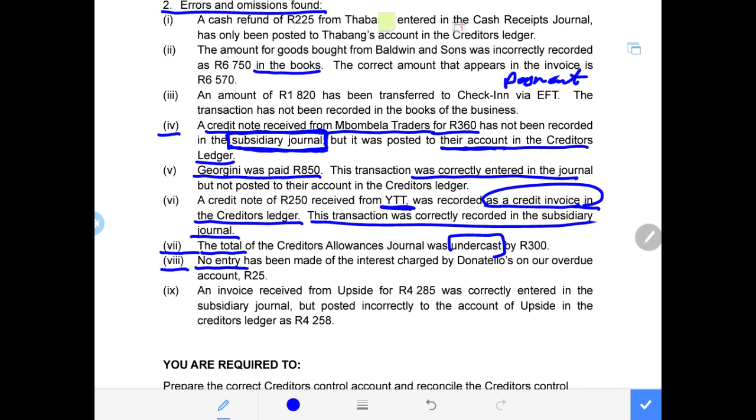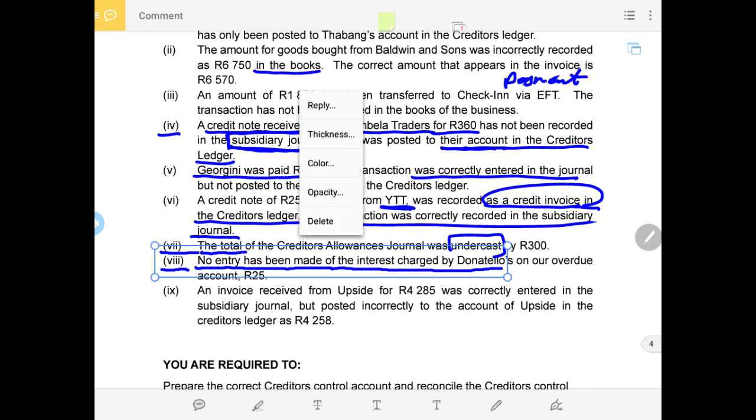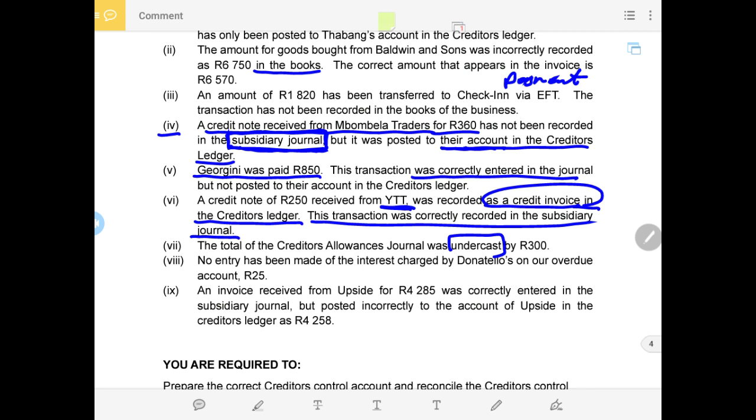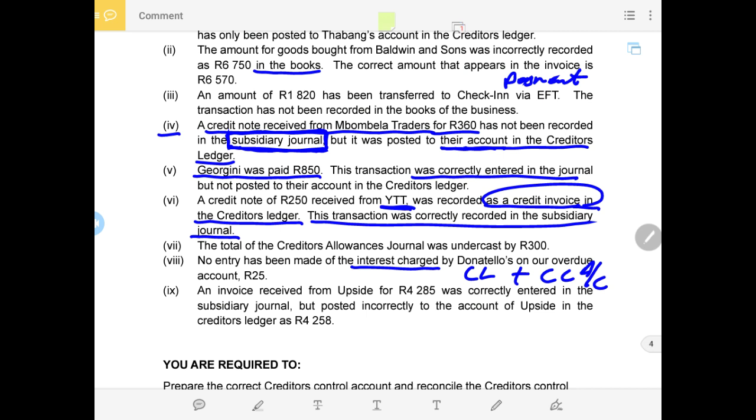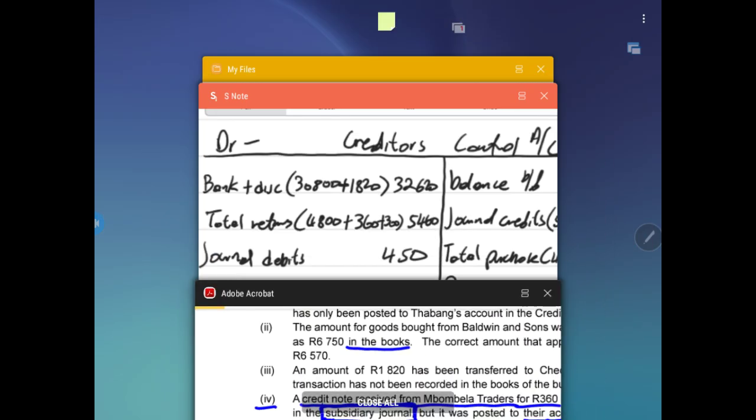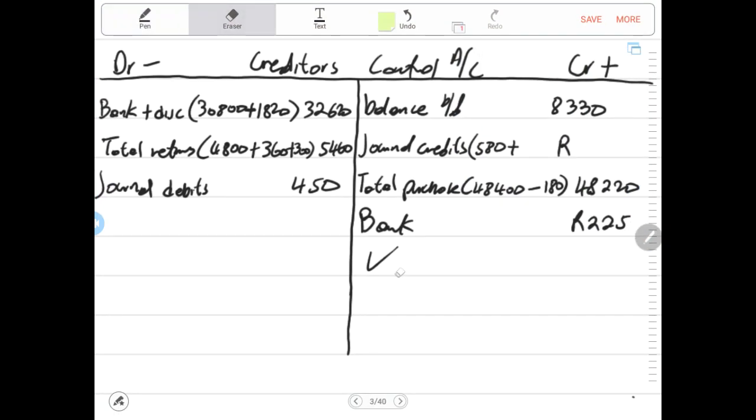It says no entry has been made on the interest charged by Donalos on our overdue account of 25 rand. So now we can say that there is interest that needs to be charged. If the interest is not charged, both the creditors list plus the creditors control ledger account, they are affected all the times, unless it were to be stated otherwise. But if they say interest must be charged, then we need to increase the account of our liabilities.